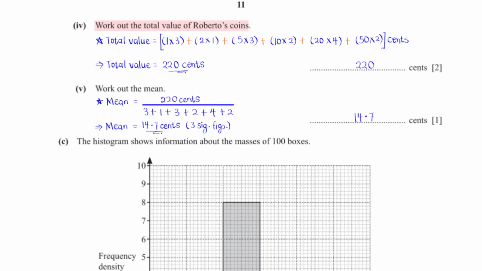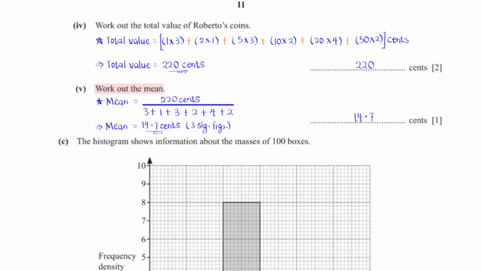Work out the total value of Roberto's coins. The total value of Roberto's coins will be the value of each coin times the coin's frequency. This gives us 1 times 3 plus 2 times 1 plus 5 times 3 plus 10 times 2 plus 20 times 4 plus 50 times 2 cents. When we type this into the calculator, we get 220 cents.